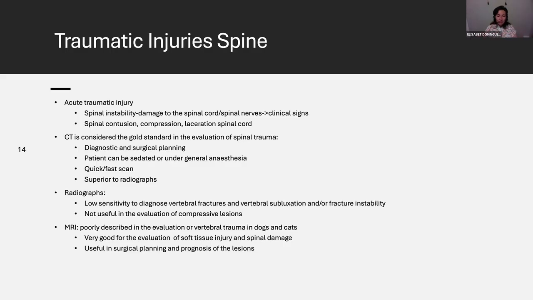Regarding MRI, in veterinary medicine it is still poorly described in the evaluation of vertebral trauma. However, there are some studies, and in the clinics we use MRI in the assessment of these animals. It is specifically very useful in the evaluation of the spinal cord and all the soft tissues that may be damaged during the trauma. It can also be very useful in the assessment of prognosis of the lesions and surgical planning.